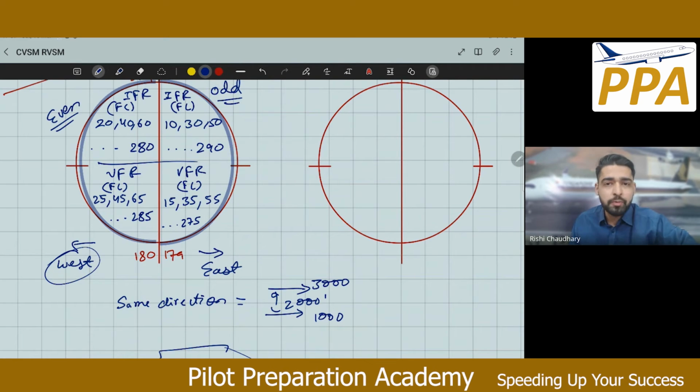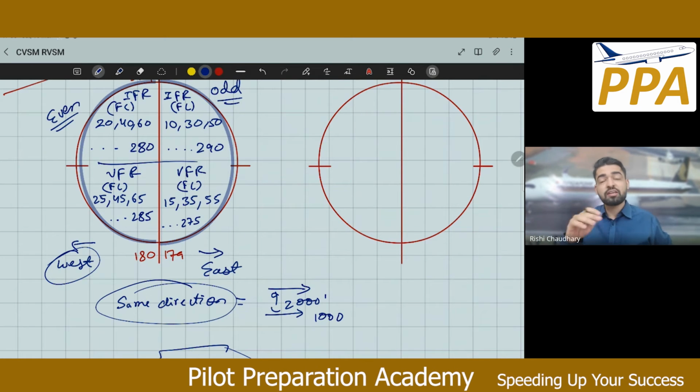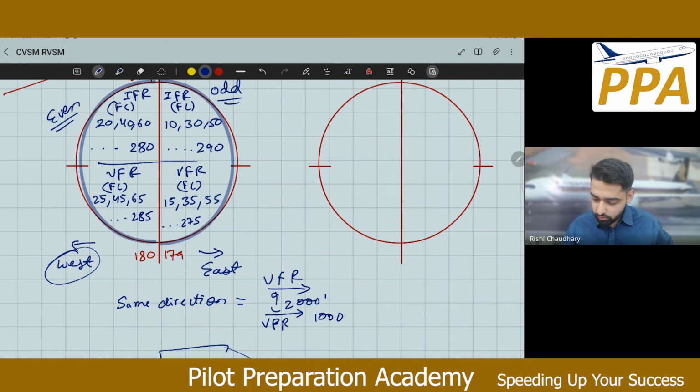Now many smart people will ask me why we are not taking 1,500 feet here. Because we have to assume, in this type of question, that these planes going in the same direction have the same type of flight rule. That means either they are both instrument flight rule or both visual flight rule. So either they both are VFR, or they both are IFR.